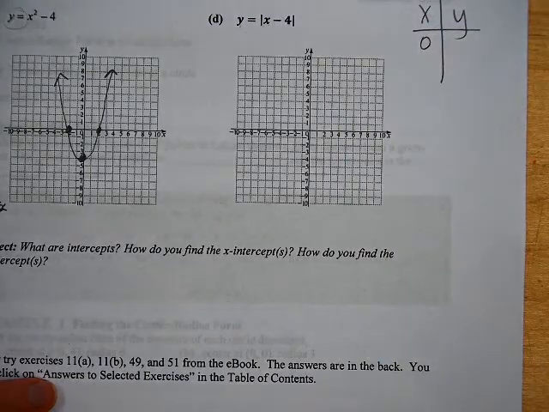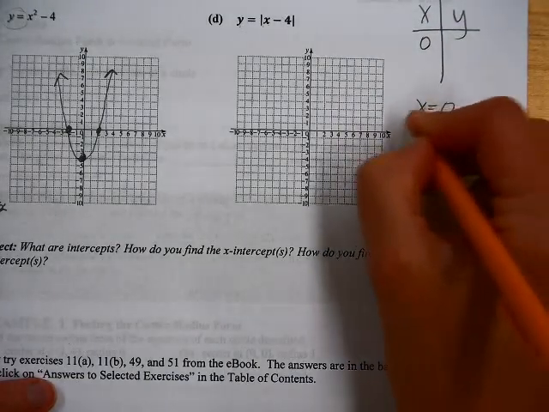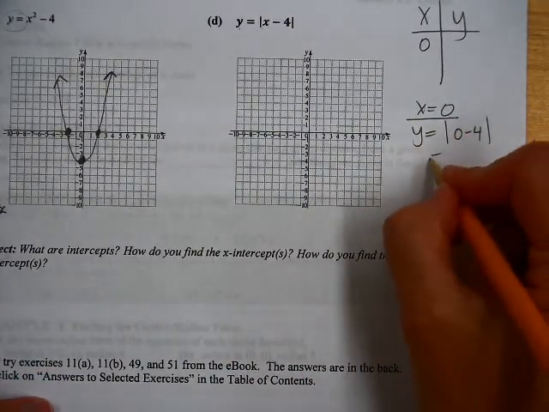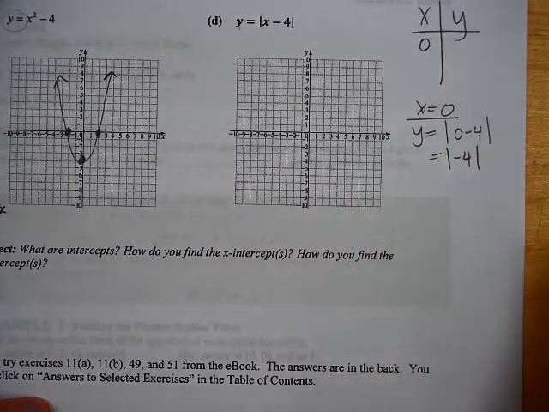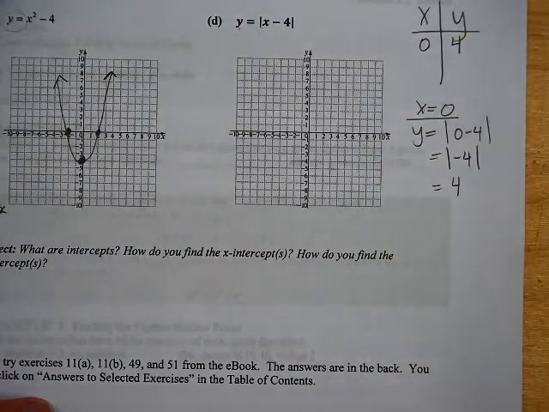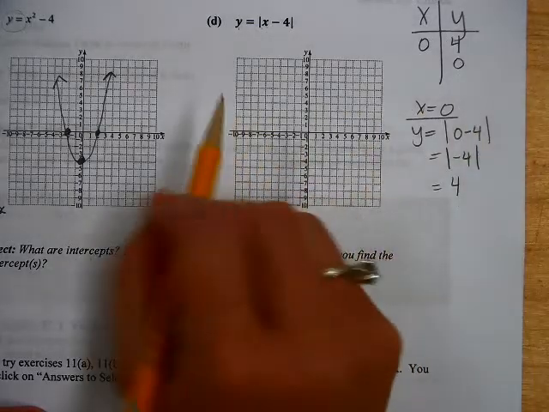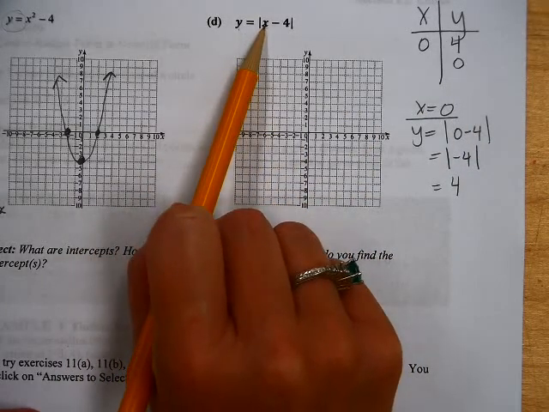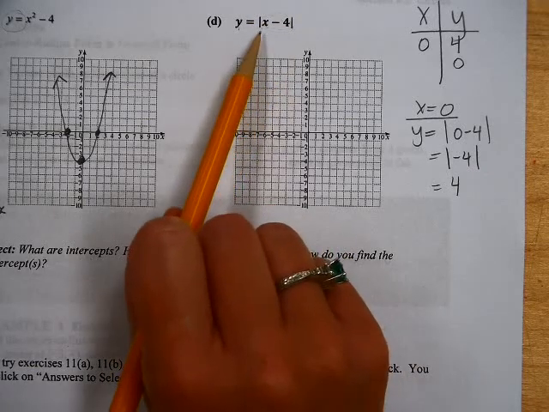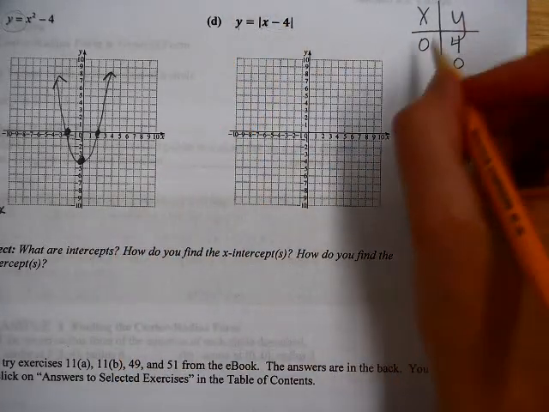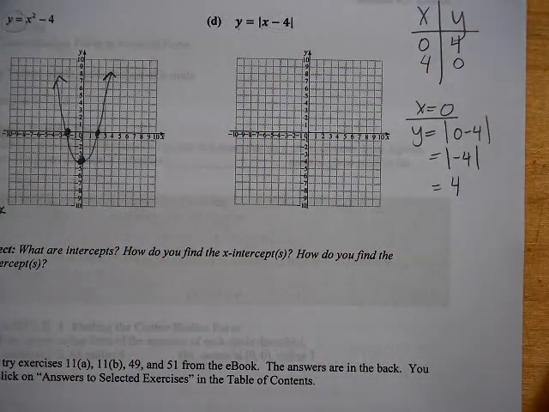Let's let x be 0. If x is 0, I get y equals the absolute value of 0 minus 4. That's negative 4, but then when I take the absolute value of negative 4, I get positive 4. So when x is 0, y is 4. Now, what number do you think would give me 0 for y? If I plug in what number for x, would I get 0 here? Yes, that's correct, 4. 4 minus 4 is 0, and the absolute value of 0 is 0. So when x is 4, y is 0.